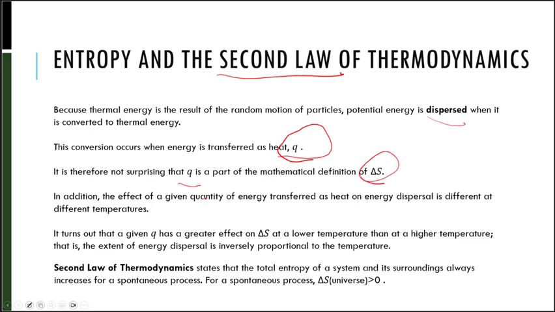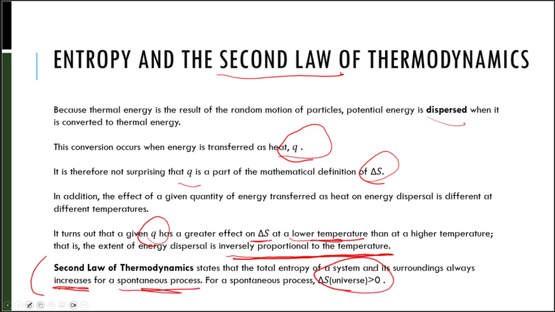In addition, the effect of a given quantity of heat transferred on energy dispersal is different at different temperatures. It turns out that a given Q has a greater effect on delta S at a lower temperature than at a higher temperature. That is, the extent of energy dispersal is inversely proportional to the temperature. The second law of thermodynamics states that the total entropy of a system and its surroundings always increases for a spontaneous process. Therefore, it is greater than 0.